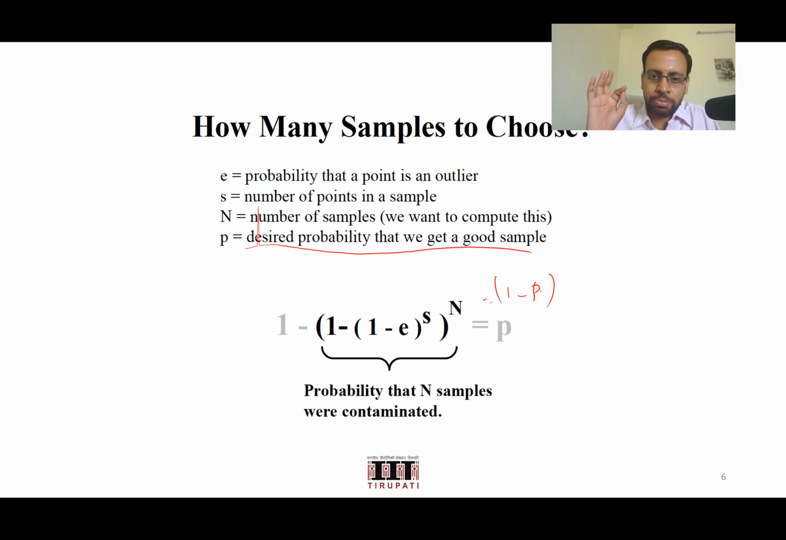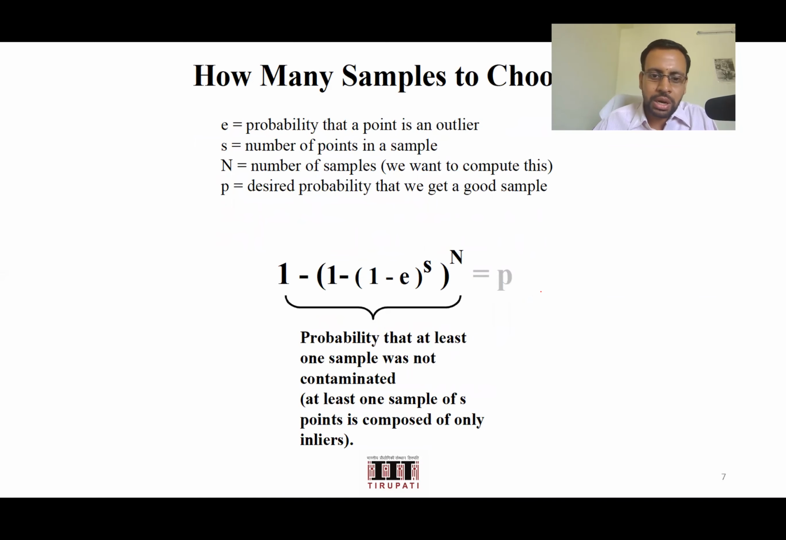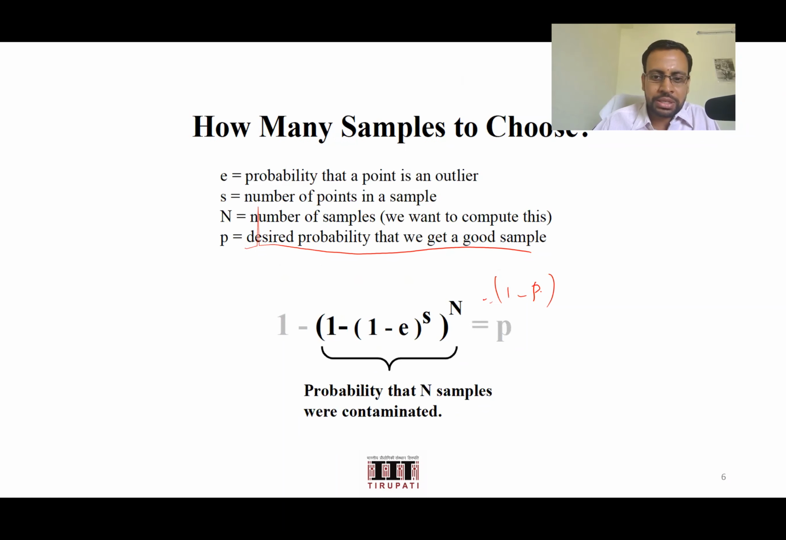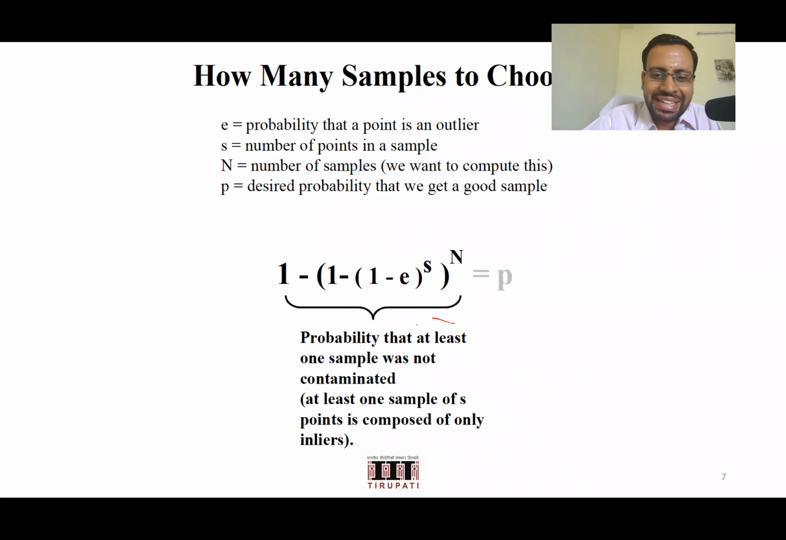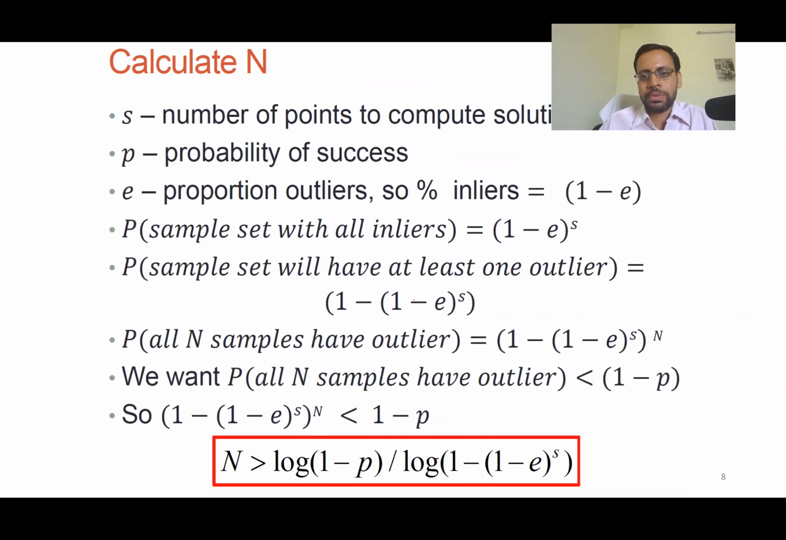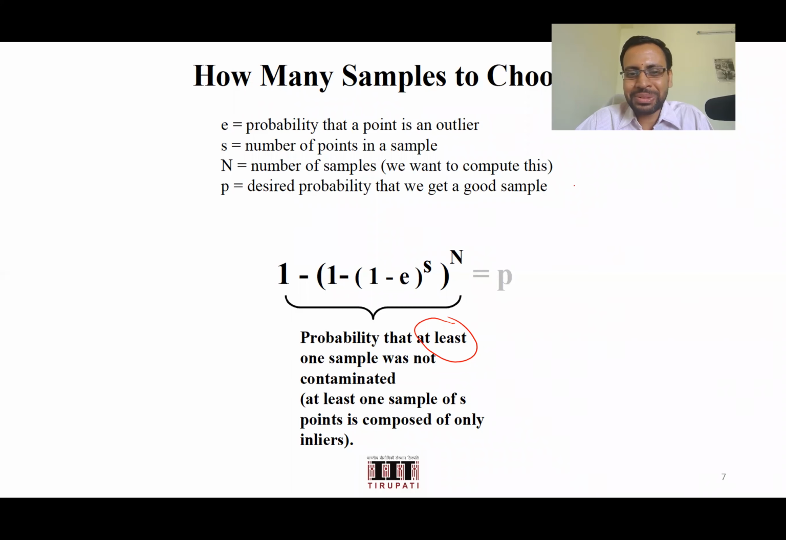So the probability of getting a bad sample would be equal to 1 minus P. Or you could interpret it in a slightly different way. 1 minus of this will give you the probability that at least one sample was not contaminated. This is the probability that all n samples are contaminated. If you want the probability that at least one sample was not contaminated, you would do 1 minus of that, and that would give you P. Clear so far? What is the objective of writing this equation, or how could we profit from this equation?